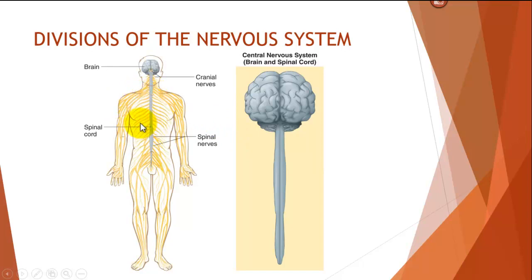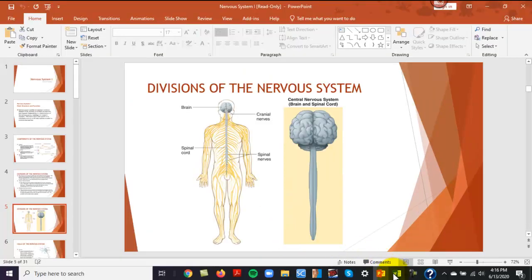So here's the spinal cord. See the yellow spinal nerves coming off. Cranial nerves come off the underside of the brain. We'll get to that in the next section. But you see they come down the legs. Okay, those are spinal nerves.